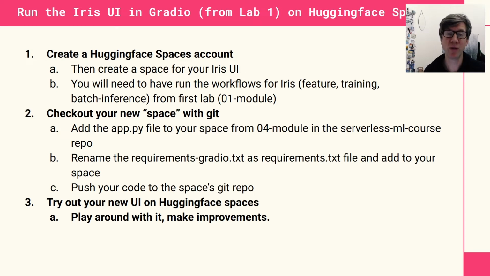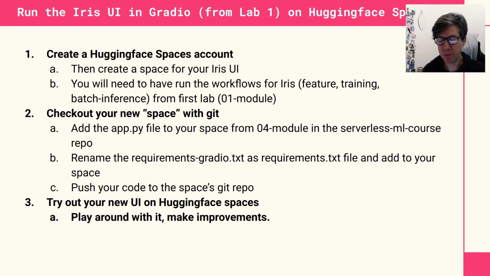We had part of that from the first lab. We actually had the end-to-end ML pipeline. We had a UI in Gradio that we'd written for Iris, and we're going to use basically the same code, but this time we'll have to move it over to a Python file, and in fact it's going to be called app.py. So what we'll need to do first is create a Huggingface Spaces account, and then create a space for your Iris UI. I called mine Iris. Then you'll need to run the workflows from our first lab, the feature pipeline, the training pipeline. We won't need the batch inference pipeline. In this case, we're going to have an online UI for interactively querying the model.